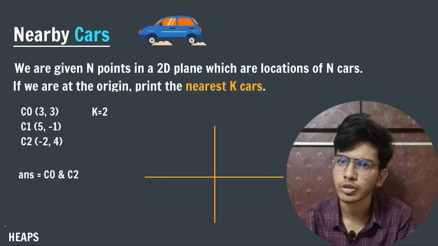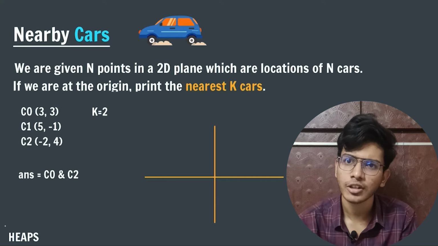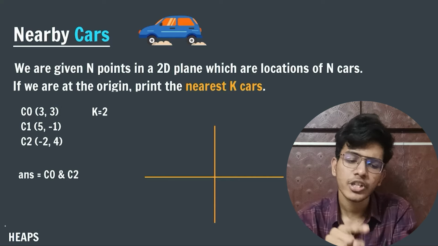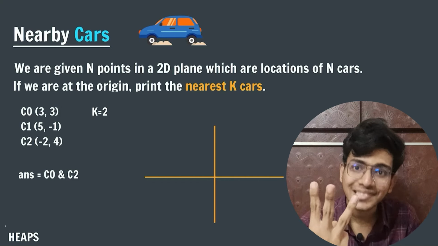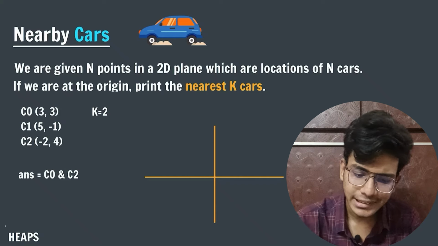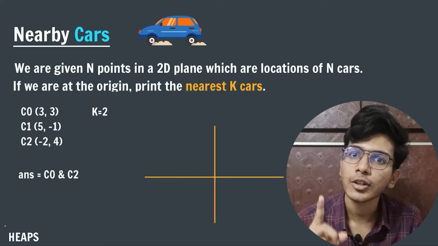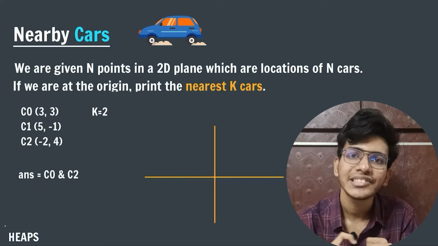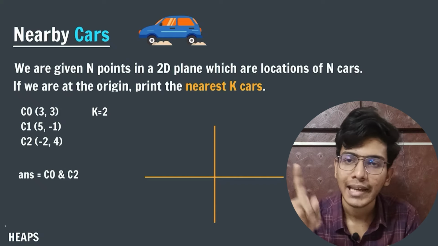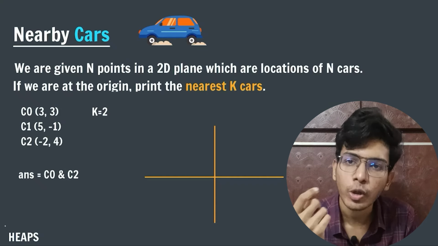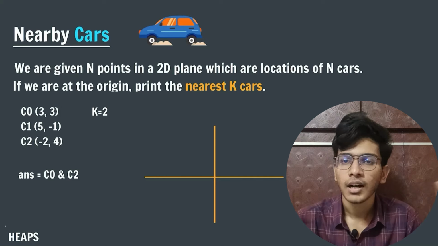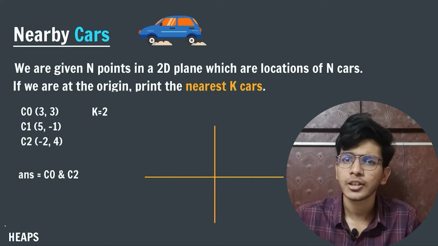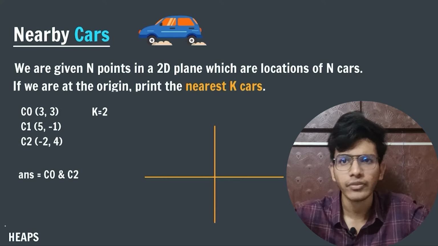Let's say k is equal to 3. If the user has given me k equal to 3, then from the origin I need to print any of the 3 cars which are nearer to me. Let's say the user has given me k equal to 1, then I need to only print which car is nearest to me, that one point. Let's say for example I have 10 points, 10 cars, C0, C1, C2. These are the 10 different positions of different cars.